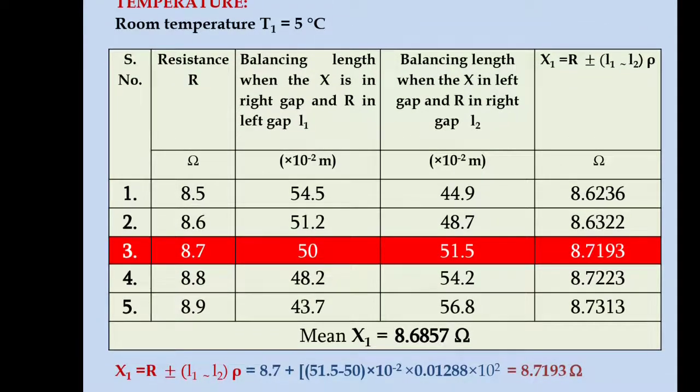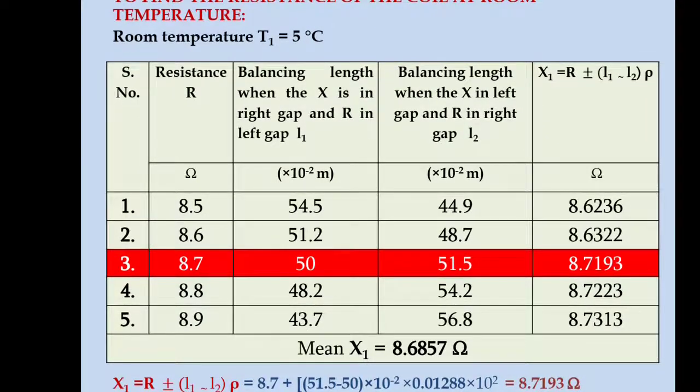So for the null deflection at 50, I mean for the balancing length at 50, the accurate or measured value of resistance is 8.7193. The trick here to use the formula is, for the readings above 8.7, we have to use x1 equal to r plus L1 difference L2 into rho. And for the readings below 8.7, you have to use x1 equal to r minus L1 difference L2 into rho. So this is the simple trick here.